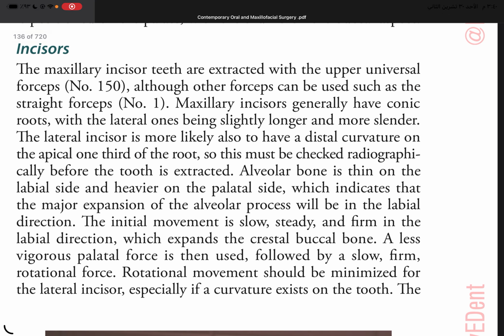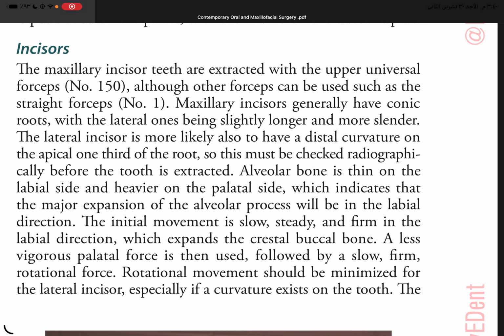The maxillary incisor teeth are extracted with the upper universal forceps number 150, although other forceps can be used, such as the straight forceps. Maxillary incisors generally have conic roots, with the lateral ones being slightly longer and more slender. The lateral incisor is more likely also to have a distal curvature on the apical third of the root, so this must be checked radiographically before the tooth is extracted.